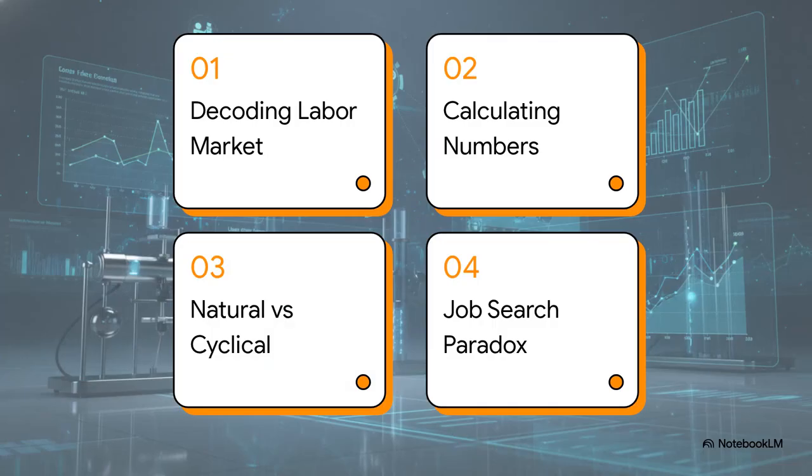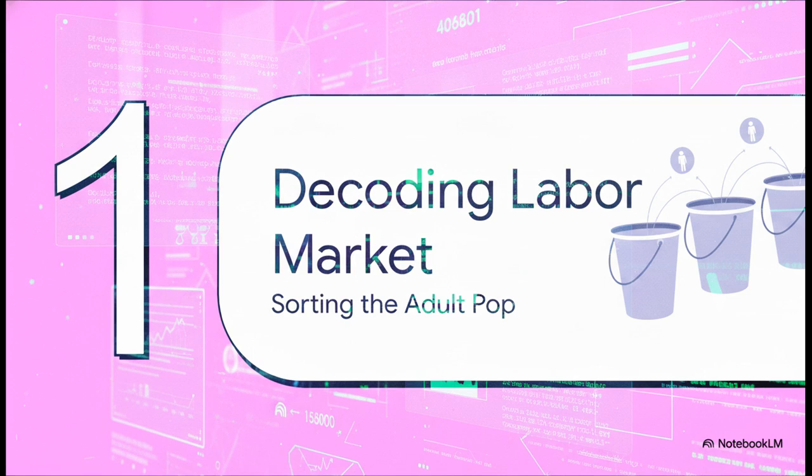Here is our roadmap for today. We'll start by decoding the labor market, calculating the real numbers, establishing the difference between natural and cyclical unemployment, and finally, looking at the job search paradox. Section 1. Decoding the labor market. Sorting the U.S. adult population.